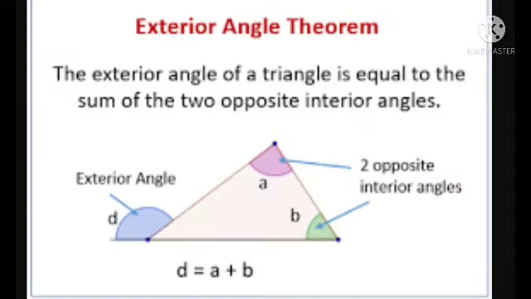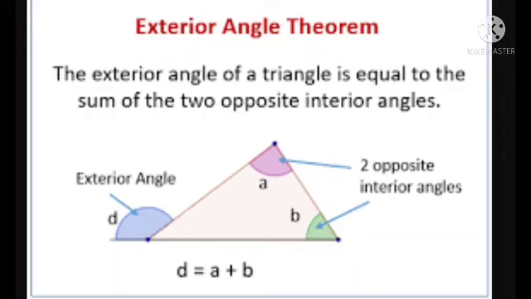So the first property was the sum of angles in a triangle. We have studied that the sum of angles in a triangle is equal to 180 degrees, and we are moving to the second property. Write the second property, exterior angle property. For that we have a triangle here.